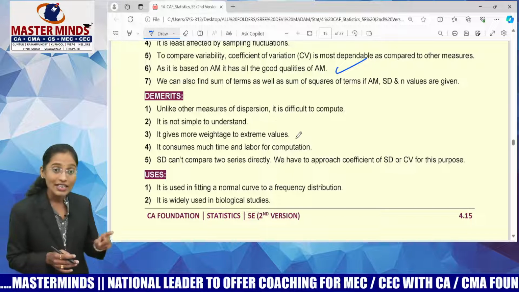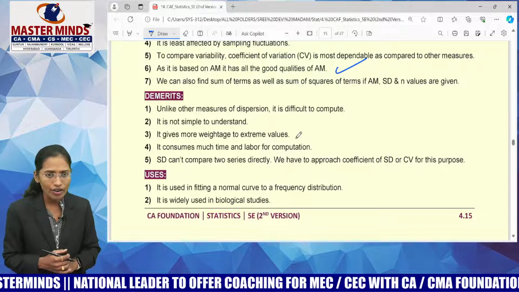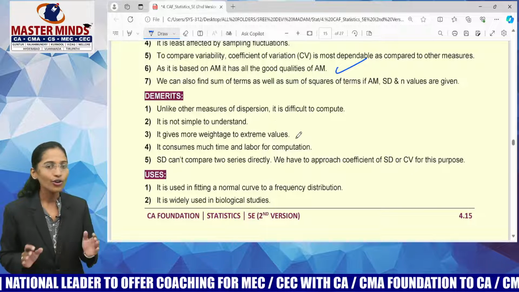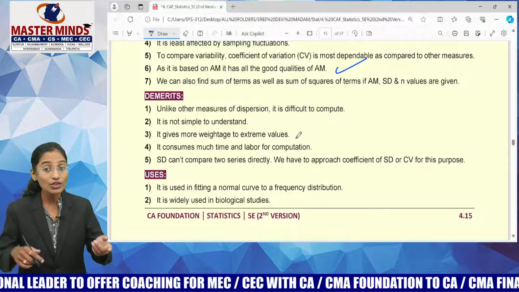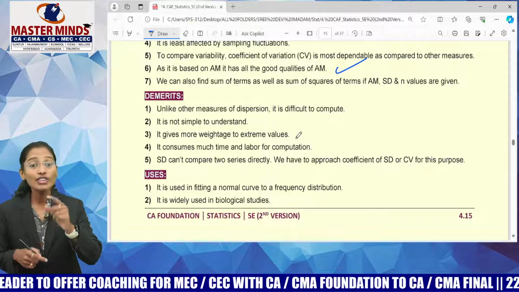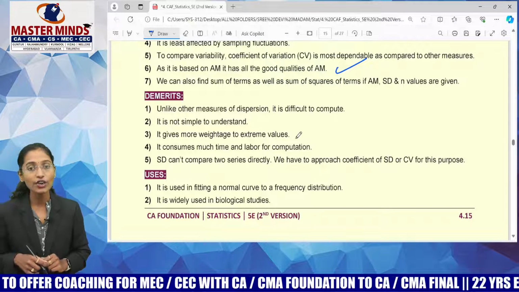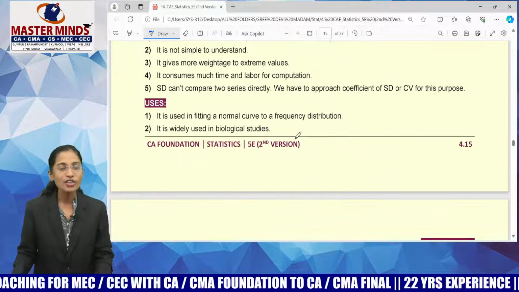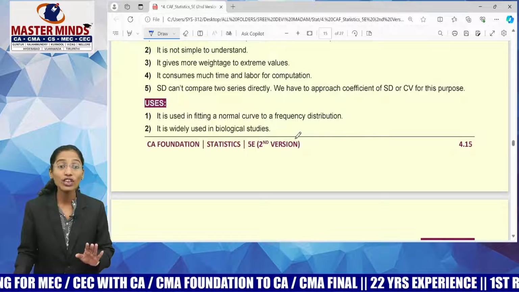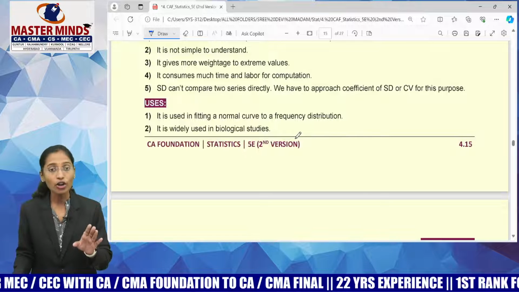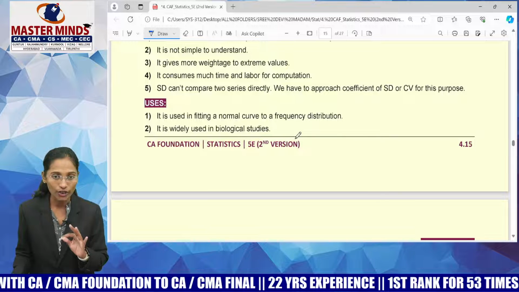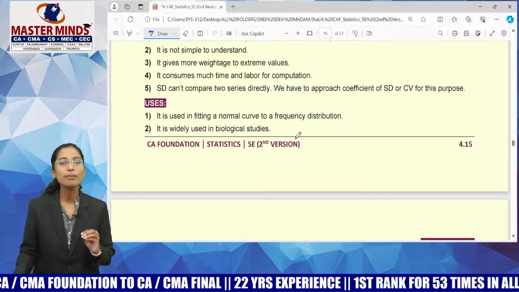And tell me, standard deviation is an absolute measure or relative measure? Absolute measure. Can it compare two series directly? No, it can't. So, if you want to compare two series, we have to approach coefficient of standard deviation or coefficient of variation. What are the uses of standard deviation? So, it is very much helpful in fitting a normal curve. In fitting a normal curve, mean and standard deviation play a very important role. It is very much used in biological studies.